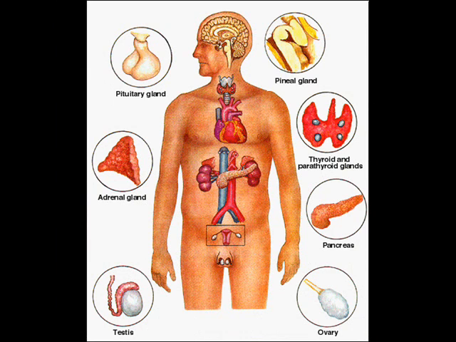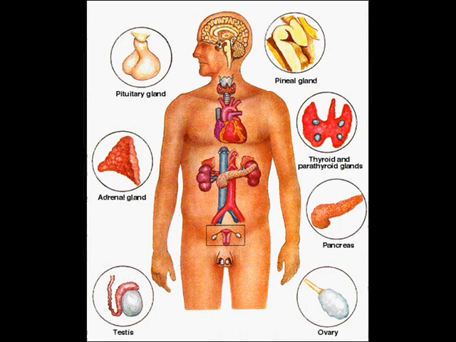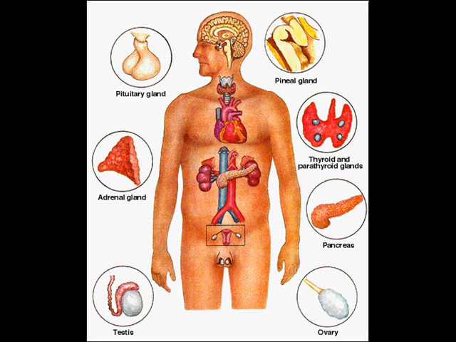LH and FSH control production of female sex hormones such as estrogen and progesterone, as well as the production of testosterone. These sex hormones generally function to produce sexual characteristics in the reproductive cycle, and also have counterbalance effects to the pituitary gland. Negative feedback.